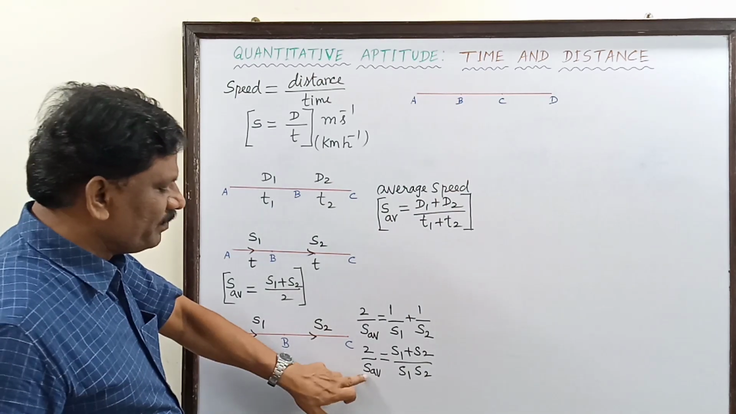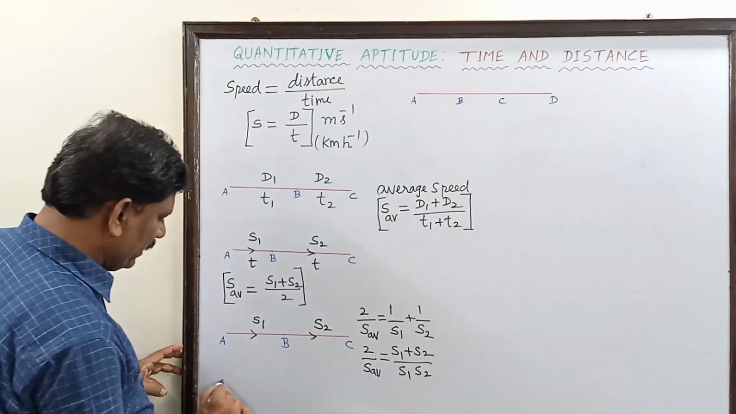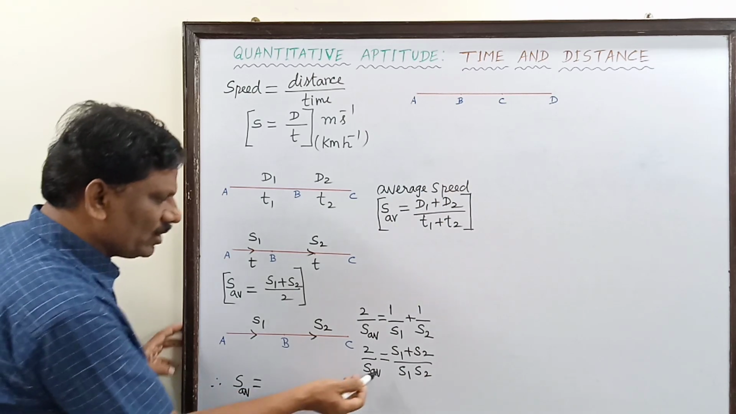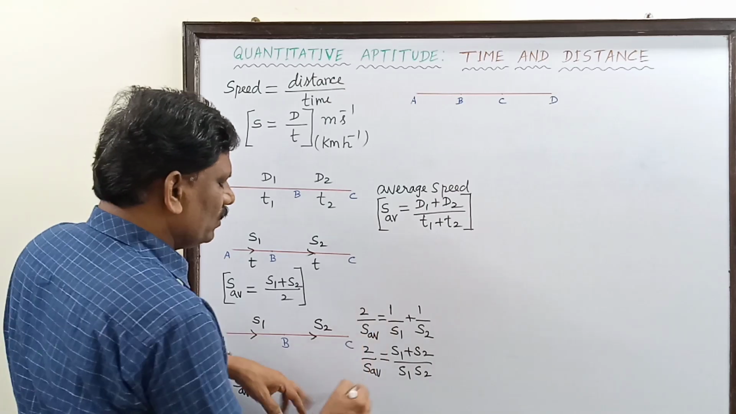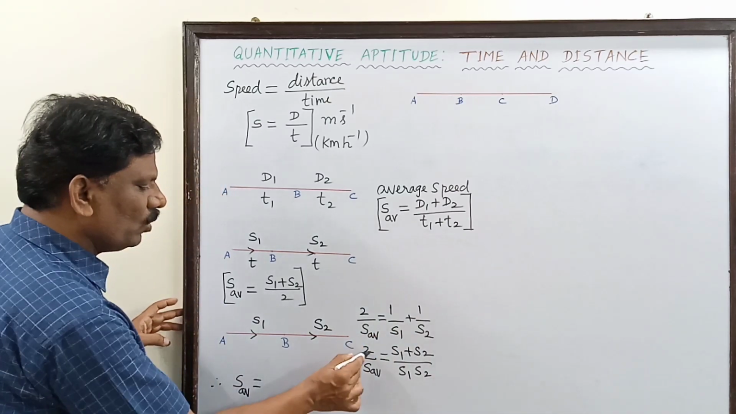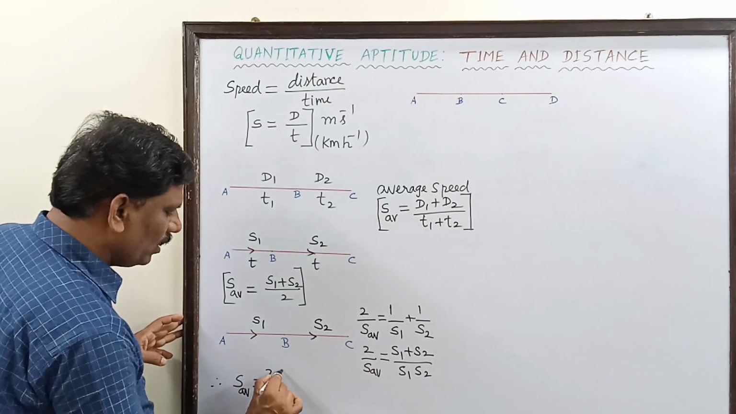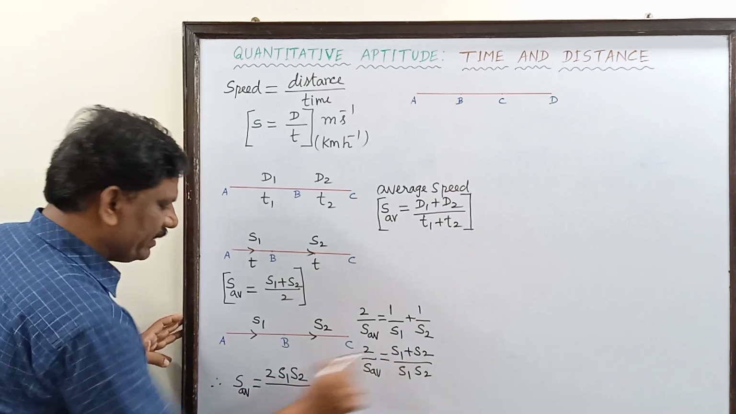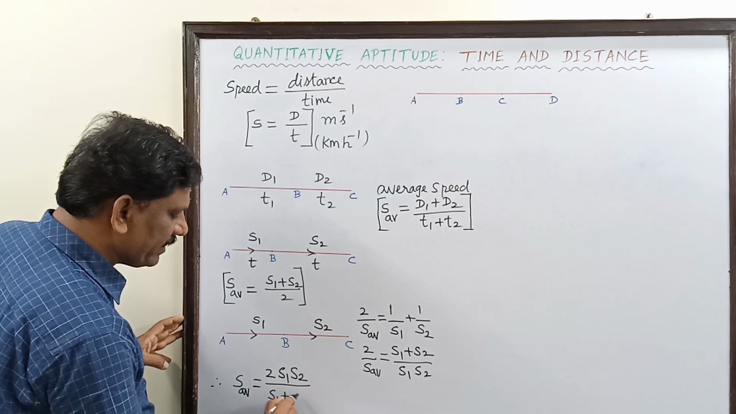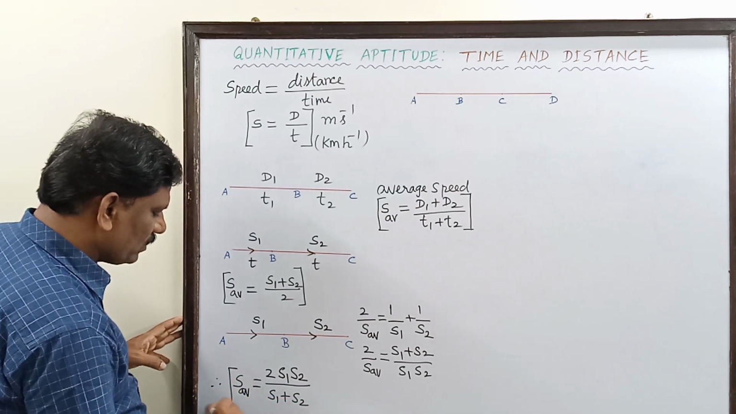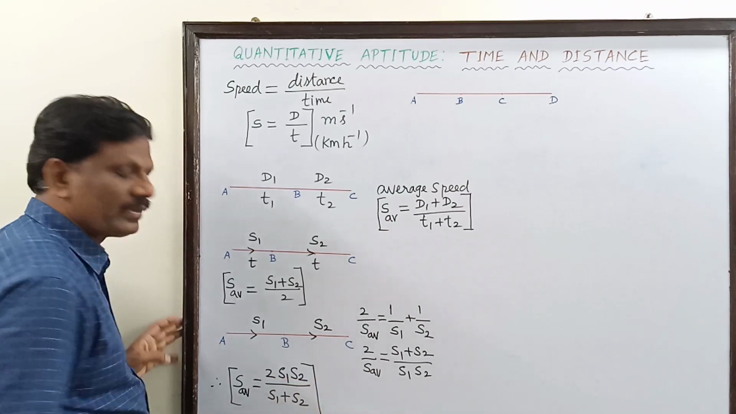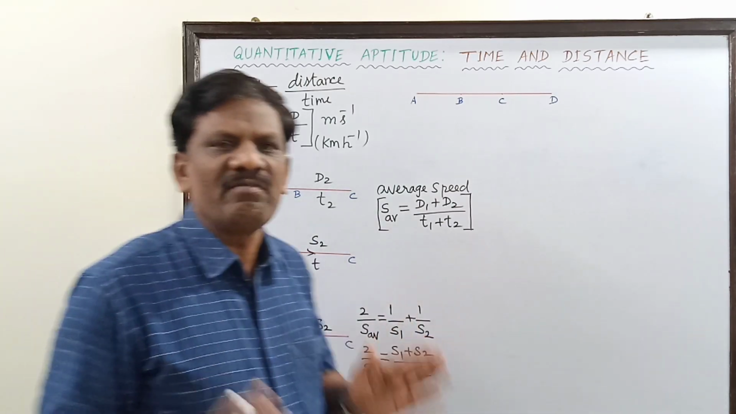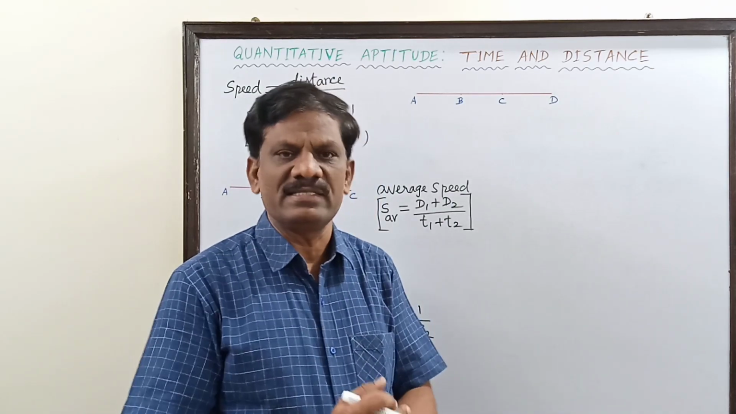We need the average speed only, no? Therefore, the average speed S average is equal to, taking the reciprocal, okay? So S average is equal to 2 into speed S1 into speed S2 divided by S1 plus S2. This is the expression when the body travels 2 equal half distances with different speeds.